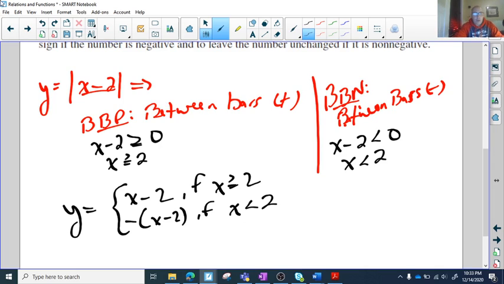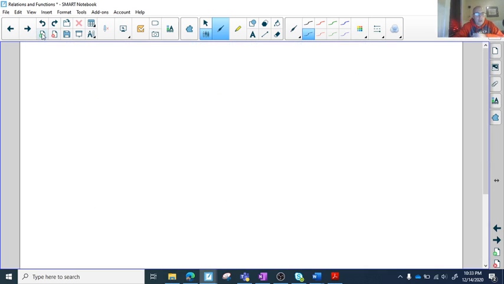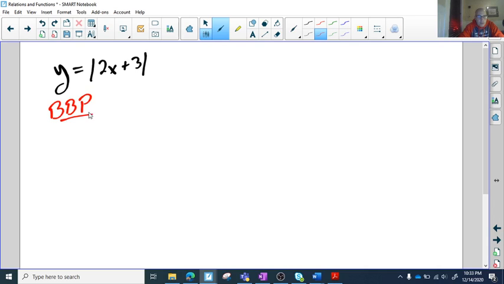Alright, let's have a look at another one of those. Let's suppose that I've got y equals the absolute value of 2x plus 3, and I want to write this as a piecewise described function that does not use absolute value bars. So remember, there's two scenarios you've got to be concerned with. What if between the bars is positive?